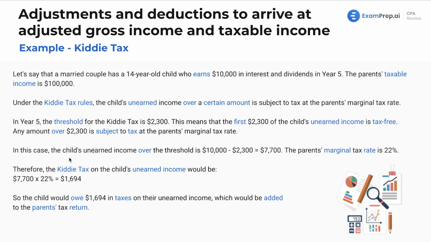So in this case, the child's unearned income over the threshold is $7,700. We've got $10,000 minus that threshold. The parent's marginal tax rate is 22%. Therefore, the Kiddie Tax on the child's unearned income would be $7,700 times 22%. That is going to be $1,694. As such, the child would owe $1,694 in taxes on their unearned income, which would be added to the parent's tax return, presumably because the 14-year-old child is not paying taxes and doesn't have their own tax return as well.